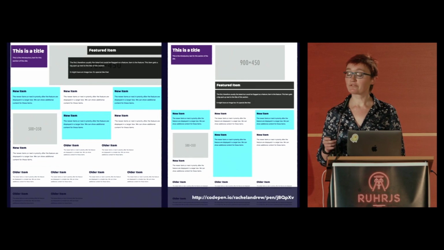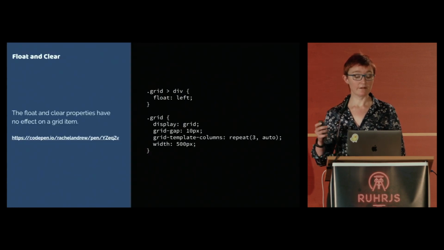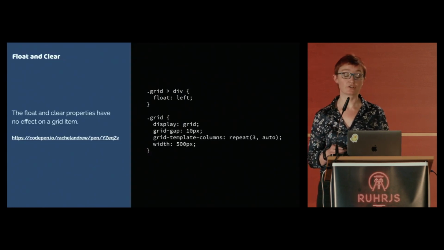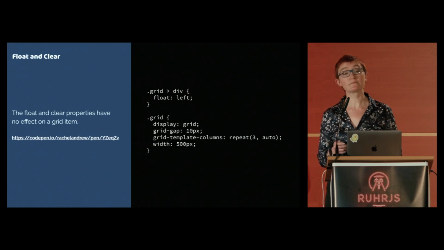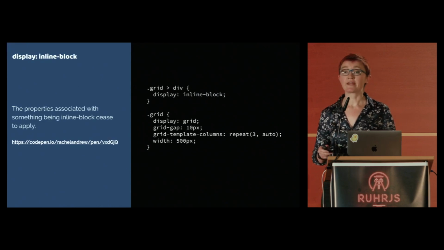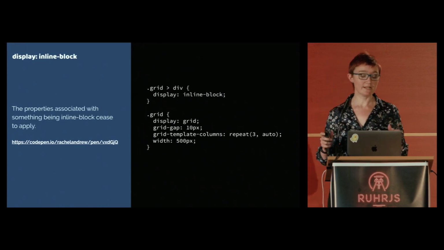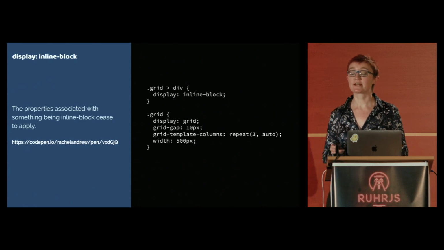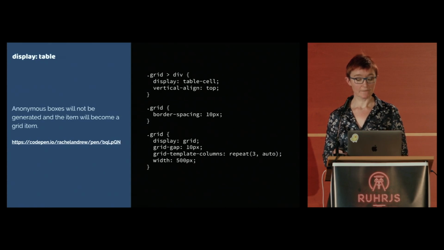So just to quickly run through those fallback methods, float and clear have no effect on a grid item. If something is floated and becomes a grid item, it stops having any floaty type behavior assigned to it. Inline block, you get the weird thing where you have the extra white space with inline block items. Once it becomes a grid item, it's no longer inline, so that stuff goes away.